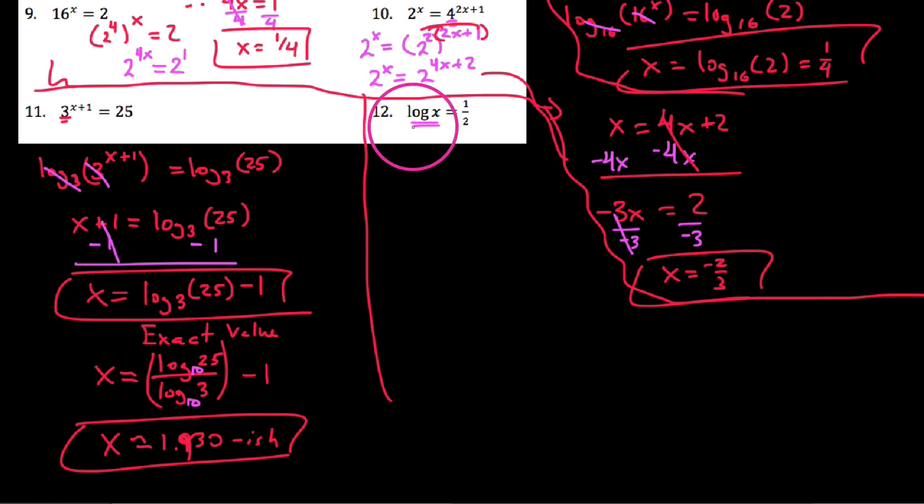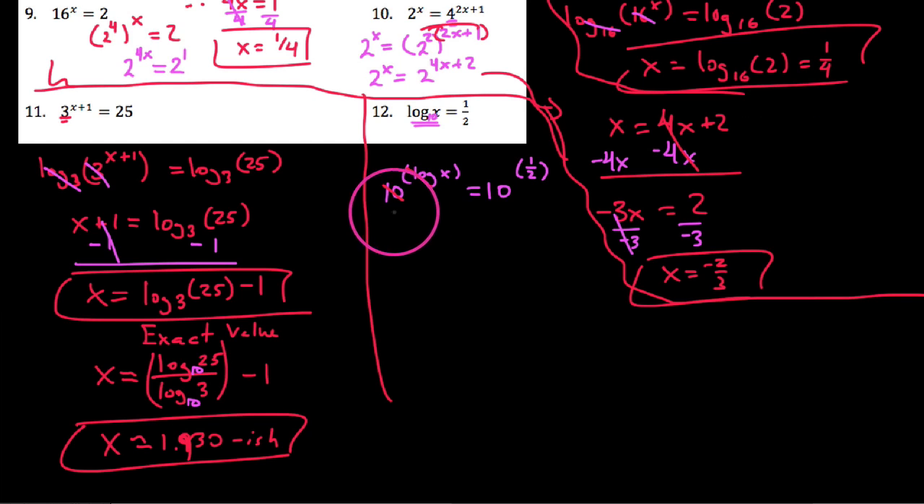So because this log is already on the left side by itself, what we're going to do is undo this using exponential expressions. We're going to exponentiate both sides having the same base. So because our base on the common log is 10, we're going to say 10 to the power of log base 10 of x is equal to 10 to the 1/2 power, the square root of 10, if you want to look at it that way.